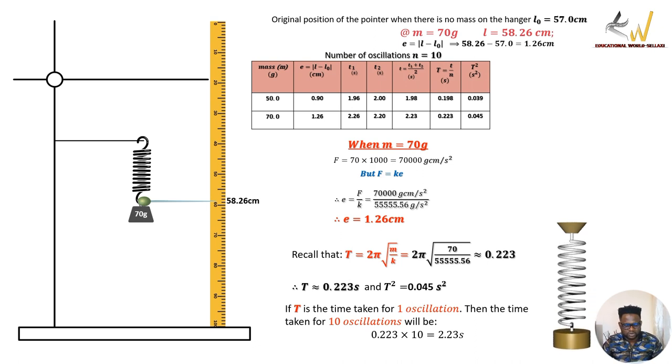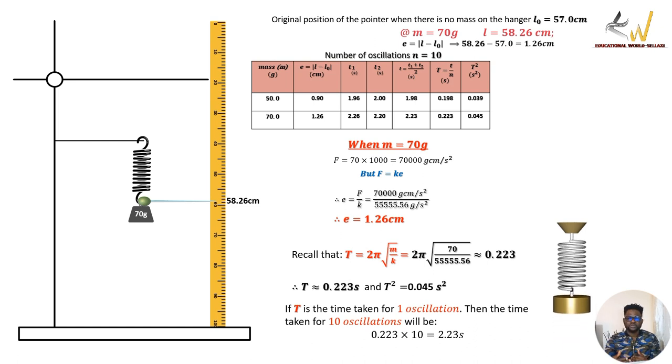So when we fill our table of values, when the mass M is 70 grams, the extension is 1.26, the time for 10 oscillations is 2.23 seconds, the period is 0.223 seconds, and the square of the period is 0.045 seconds square. Then T1 and T2 are two arbitrary times we chose on our own that are close together, so that the average gives us T. So I chose 2.26 and 2.20, and that's all. So you have to be wise in your dealings. And that's all.